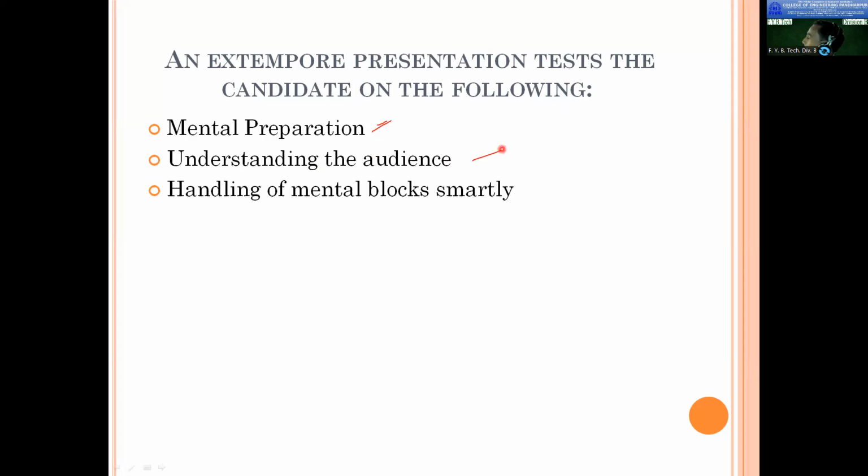Understanding the audience. So who is the audience? The audience are those people who are going to listen. It should not be one-way communication. So what is one-way communication? Suppose you are presenting and there are a number of audience in front of you, and you are only speaking and speaking and speaking. You are not asking whether they are listening, whether they are understanding, whether they are asking you some questions, whether they are paying attention or not. That is not very good.